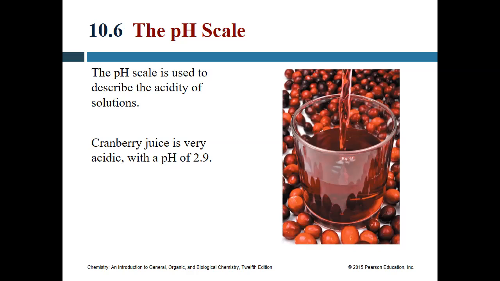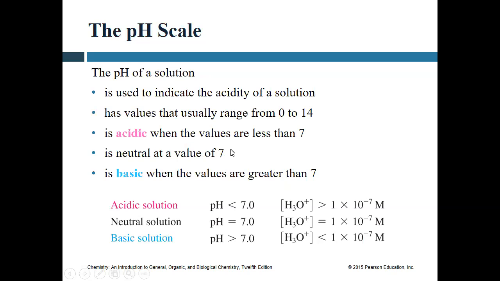The pH scale is something that we use to help us describe the acidity or basicity of a solution. The pH scale ranges from 0 to 14. On the 0 end of the scale, we have stuff that is extremely acidic. On the 14 end of the scale, we have stuff that is extremely basic.